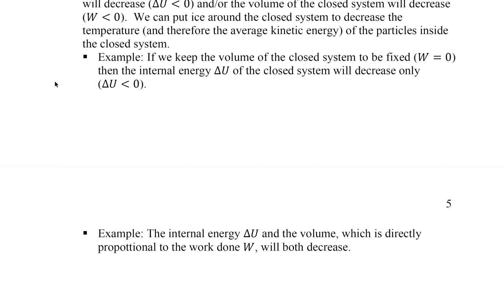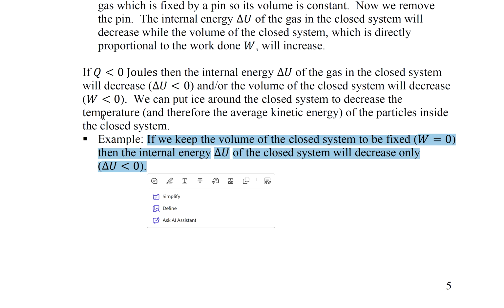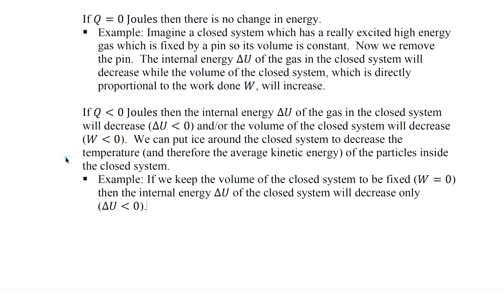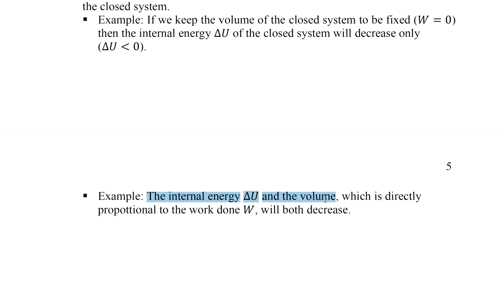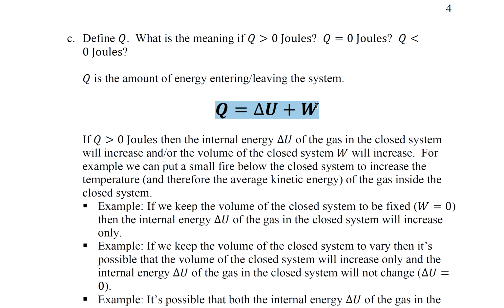So for example, if we keep the volume of the closed system fixed, then the internal energy delta U of the closed system will decrease only. In this example, imagine putting ice around this closed system so it gets colder, the temperature of the gas inside decreases, but the volume is the same. Here's another example: the internal energy delta U and the volume both decrease. So definitely you need to conceptualize when each one of these three variables is greater than 0, equal to 0, or less than 0.